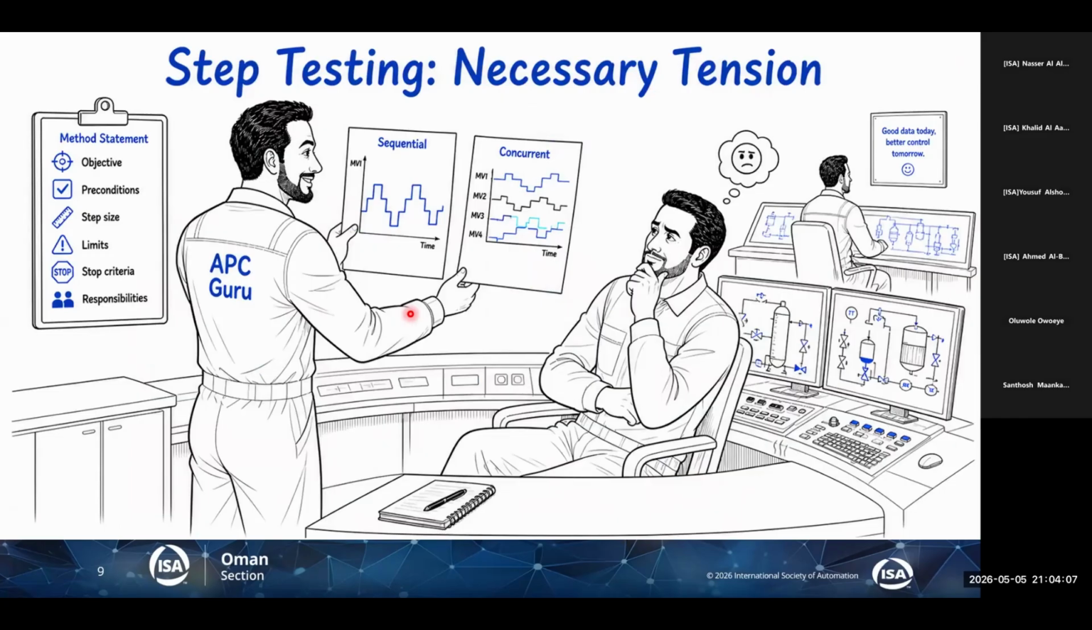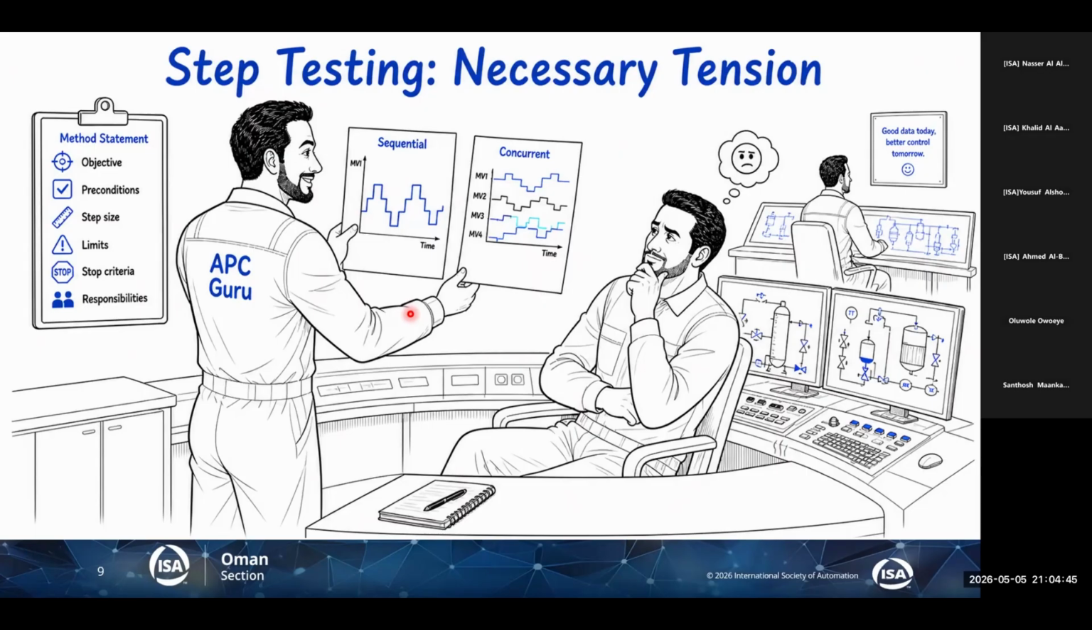Step testing is where the plant teaches us its dynamics. There is natural tension over here. You should be mindful that you have a different objective than the operator, and there is a cost involved. Step testing the plant means you are running suboptimal. You are not at the optimum point, which is a cost by itself, which you need to calculate when you ask for money. This is the loss. When you step test, the plant is not at the optimum operating point.